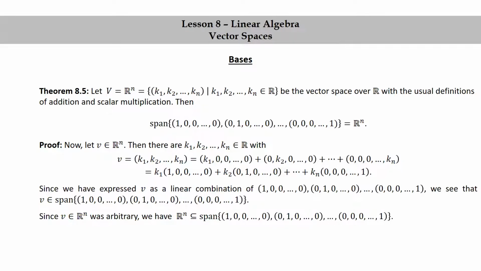Since v in Rn was arbitrary, we have that Rn is a subset of the span of the set consisting of those n vectors. Therefore, the span of the set consisting of those n vectors is equal to Rn because each of those sets is a subset of the other one.